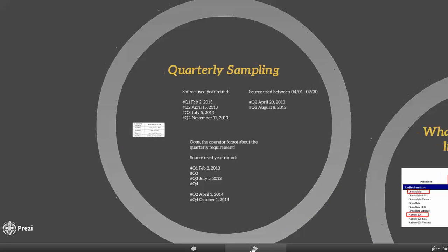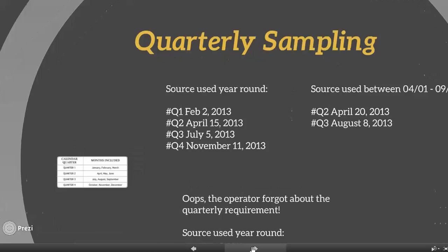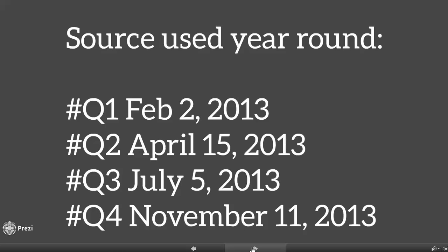Okay, so quarterly sampling. This is where we have a lot of confusion and quite a lot of problems. So if the source is used year round, this is very basic and easy. This operator took the first quarter sample in the first quarter, second quarter in the second quarter, the third in July, and the fourth at the very end. This is perfect.